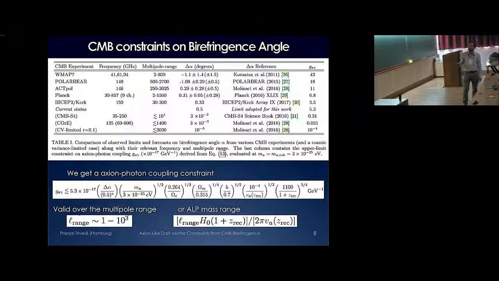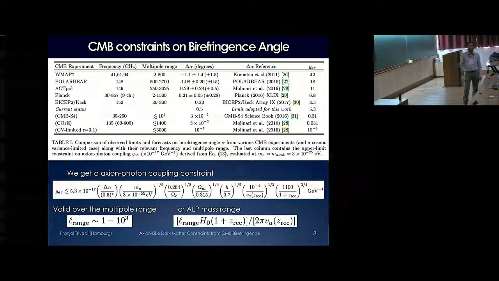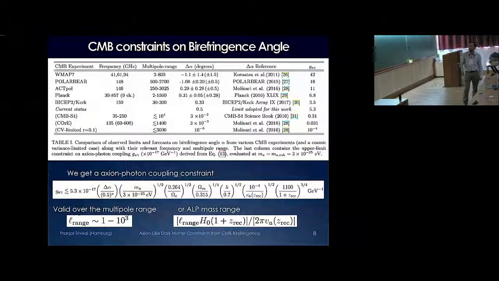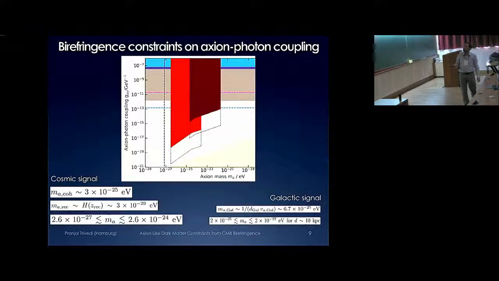This is valid over the multipole range of the CMB experiment, so let's say 1 to 1000, which corresponds to an ALP mass range. That ALP mass range is given by the angle you see on the sky and the distance from here to recombination. These constraints we plot on this diagram, the coupling constant versus the ALP mass.